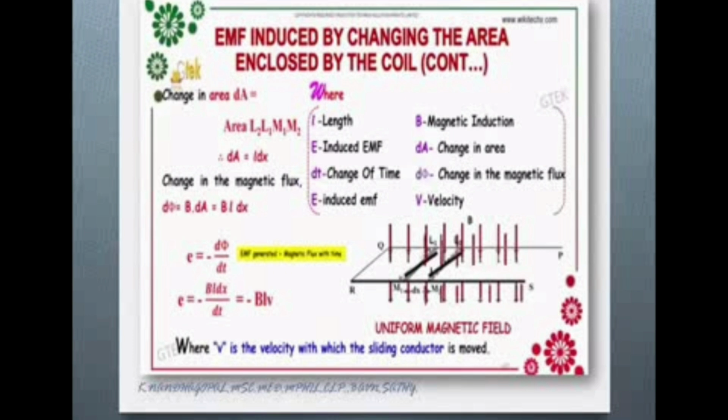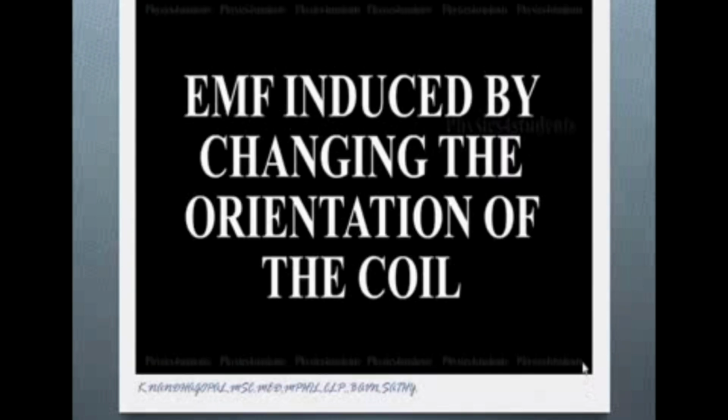Next we are going to see how to change the induced EMF by varying the angle, that is, by changing the orientation of the coil. You know the coil PQRS. You are taking PQRS as a coil. That coil is placed in the magnetic field. Changing the orientation means we are going to change the angle. How will it change? By rotating, the angle increases. So the angle theta changes, and by changing that angle, an EMF is produced.